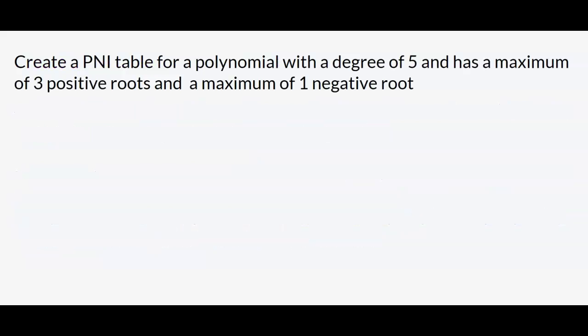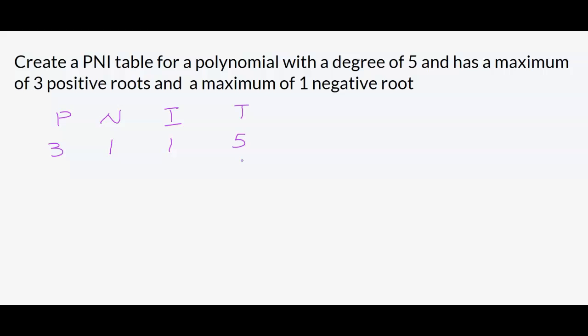So let's take a look at creating this table. We said we have positive, negative, imaginary, and total. Create a PNI table for a polynomial with a degree of 5. So I'm just going to say I need to have 5 here. It has a maximum of 3 positive roots. So we start with our maximum, 3 positive roots, and a maximum of 1 negative root. Because of that, we need to find out how many imaginary roots we're going to have. So we have I, which is our imaginary root. 3 plus 1 is 4, so it's going to be 1, because all of this must add up to 5.